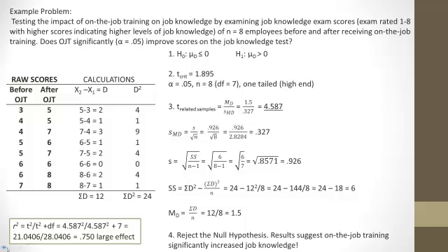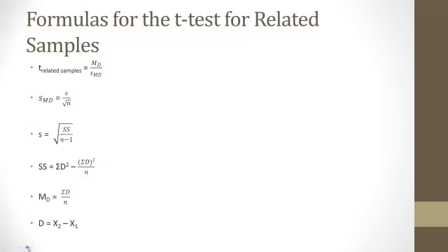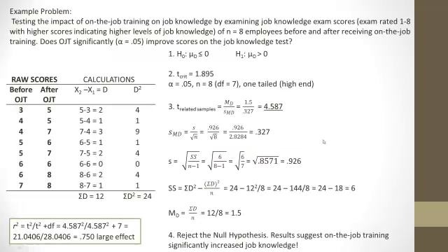So this would be similar to that first repeated measures design that I talked about, where there's a pre-test, job knowledge, manipulation of the independent variable, on-the-job training, and then a post-test. We're measuring job knowledge again afterwards. So what we are suspecting is that on-the-job training significantly improves scores on the job knowledge test. So in other words, we're expecting that their score after receiving on-the-job training, their score on job knowledge, will be higher than it was before receiving on-the-job training.